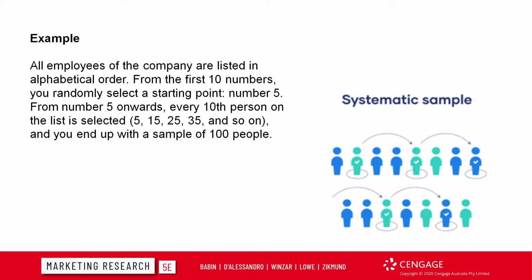If you use this technique, it's important to make sure that there is no hidden pattern in the list that might skew the sample. For example, if the HR database groups employees by team and team members are listed in order of seniority, there is a risk that your interval might skip over people in junior roles, resulting in a sample that is skewed towards the senior employees.